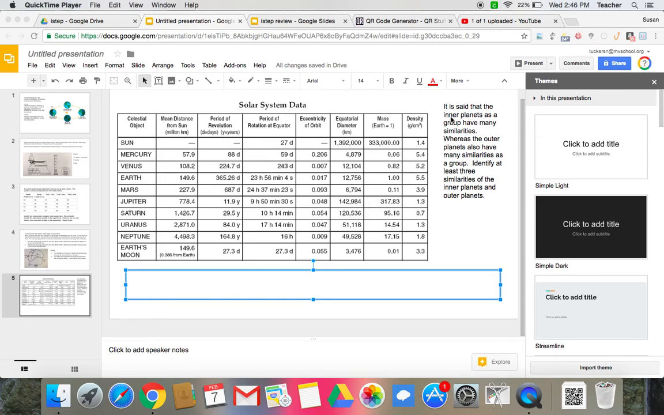It is said that the inner planets as a group have many similarities, whereas the outer planets also have many similarities as a group. Identify at least 3 similarities of the inner planets and the outer planets.